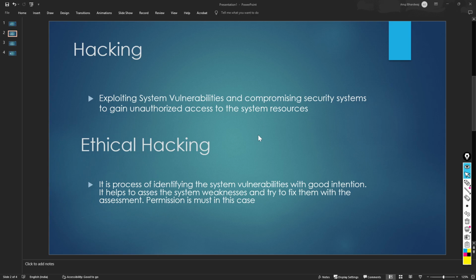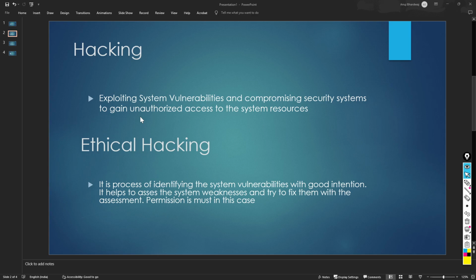We'll cover that in the upcoming sessions. So hacking is basically finding the weaknesses or vulnerabilities in the system and exploiting them to our advantage. You're not the intended person, which is why I mention here that it is unauthorized access. You're not the authorized person to use that system, but you are still using it.